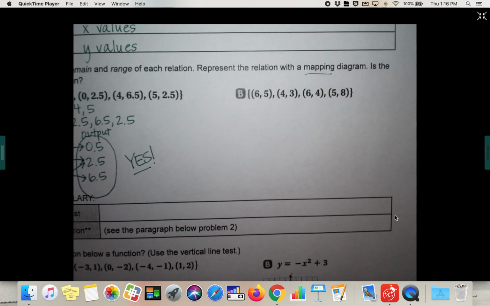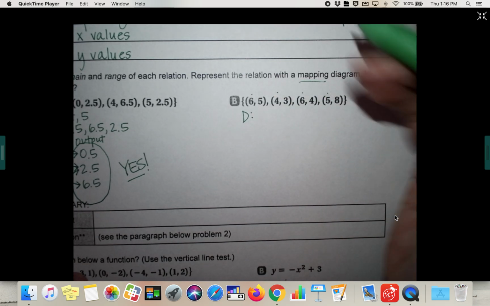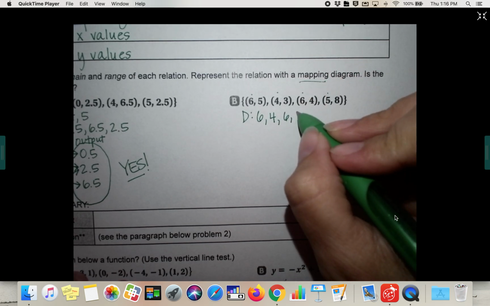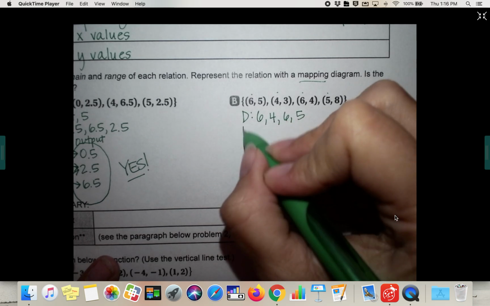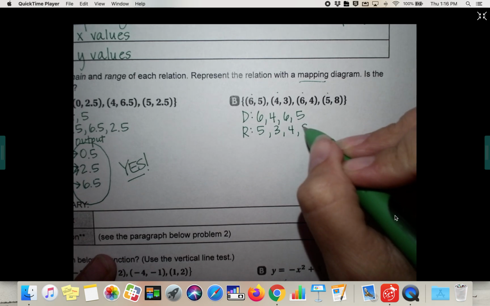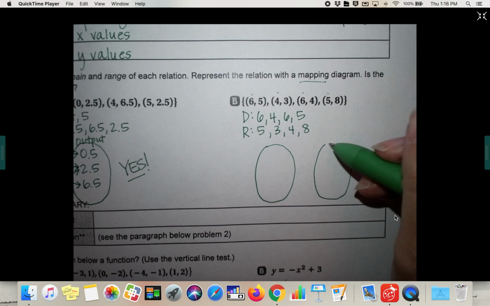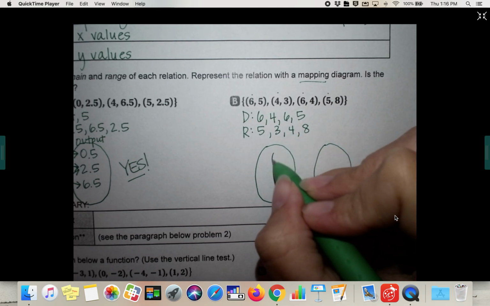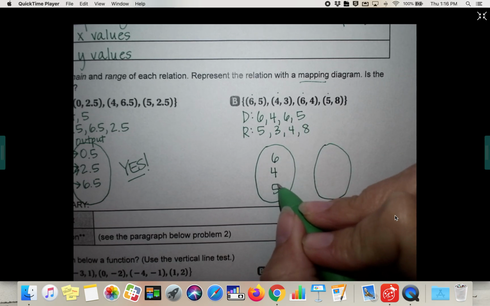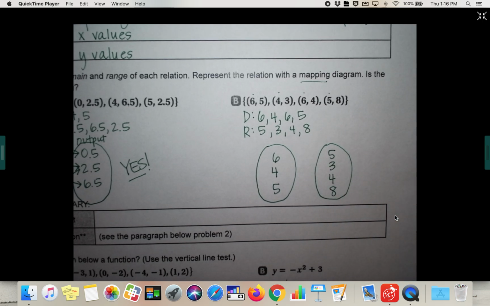All right, let's try this one. So first we're going to list the domain. That's the x values. So that is 6, 4, 6. I can already tell something about this, and 5. The range is 5, 3, 4, and 8. So when we map our inputs and our outputs, they are going to be 6, 4, we don't need to write a 6 because it's already here, and 5. Over here we've got 5, 3, 4, and 8. And let's match them up.